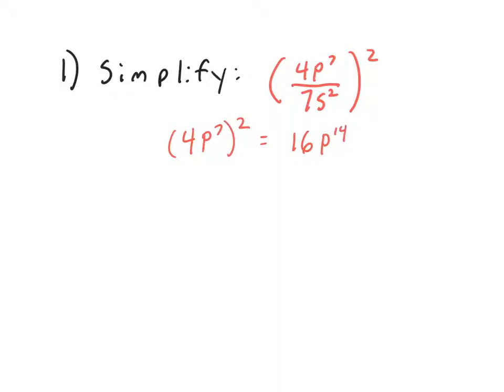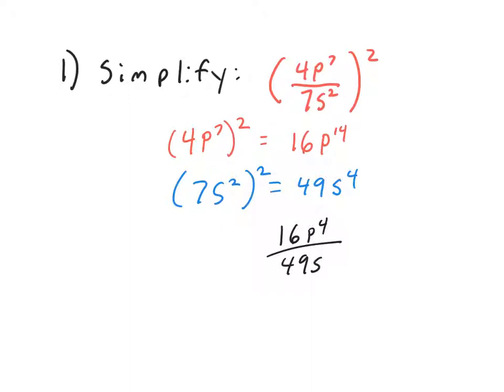And then we do the same thing for the denominator. We're going to do 7s squared to the second. And first we do 7 to the second, which is 7 times 7, which is 49. And then s squared, or s to the second is s to the 4th, and then we end up with 16 p to the 14th over 49 s to the 4th.